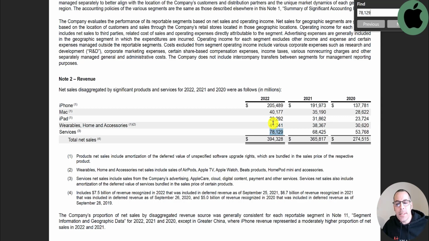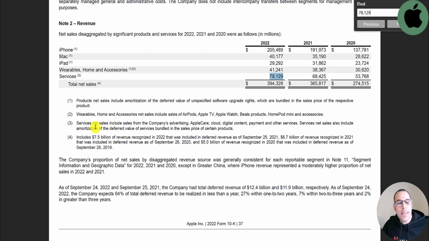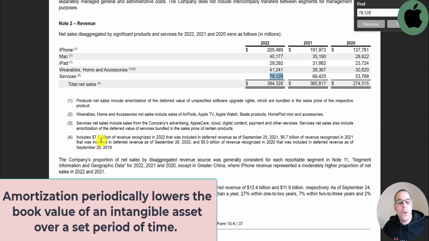It doesn't really break down services, but there's a footnote 3. It says services net sales include sales from the company's advertising, AppleCare, cloud, digital content, payment, and other services. And they also say services include amortization.